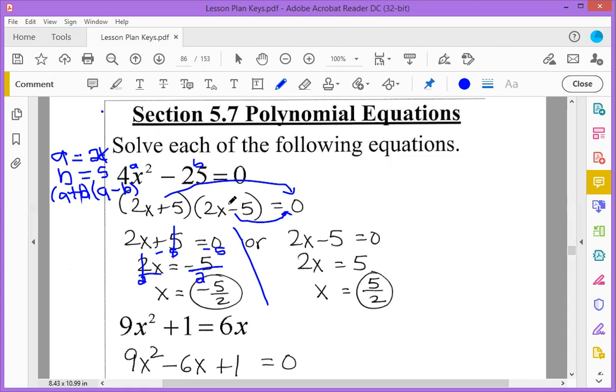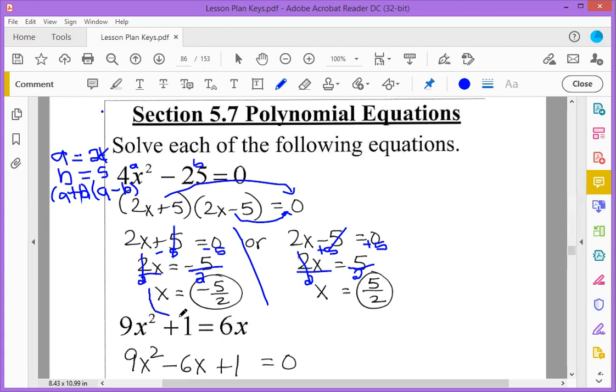Or we take that second factor, 2x minus 5, and set it equal to 0 and solve this equation. We're going to add 5 to both sides of the equation first. The 5's will cancel on the left, leaving 2x equals, on the right side, 0 plus 5 gives us 5. Then we're going to divide both sides of this equation by 2. The 2's will cancel on the left side, leaving x, and that equals 5 halves.